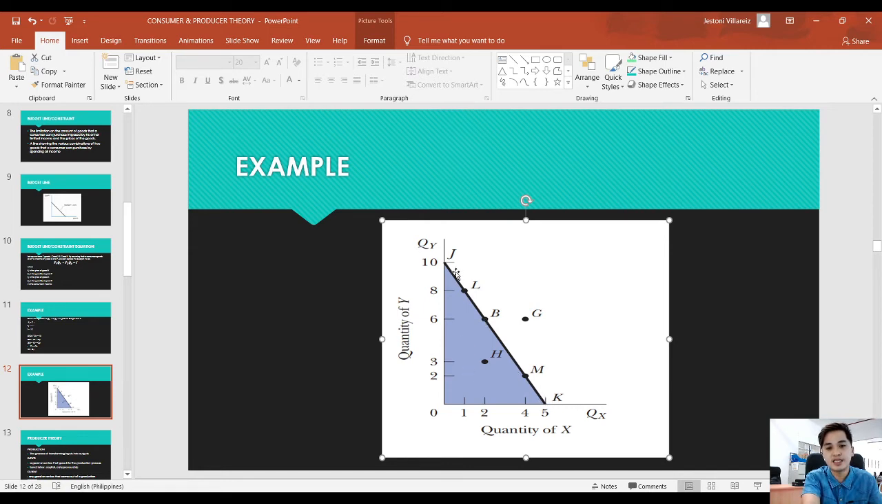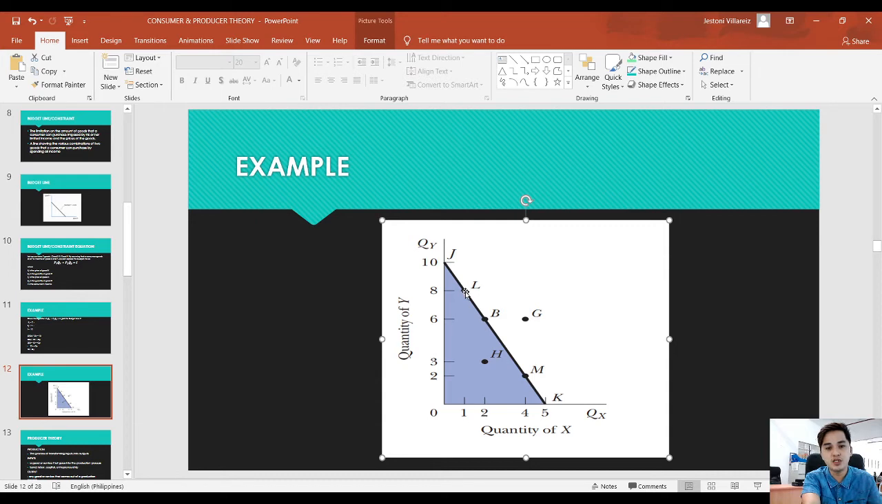Now within this, or along the budget line, point L, point B, point M, it means that these points here are the combination of good X and good Y where you can maximize your budget. At point G, it is out of budget since it's outside your limited income, meaning dili ka ka-afford aning point, aning combination. And then at point H, it means that this point here is within your budget but it is not being maximized.